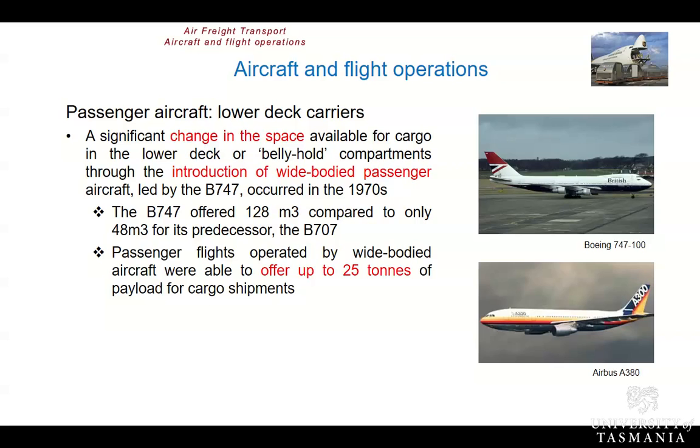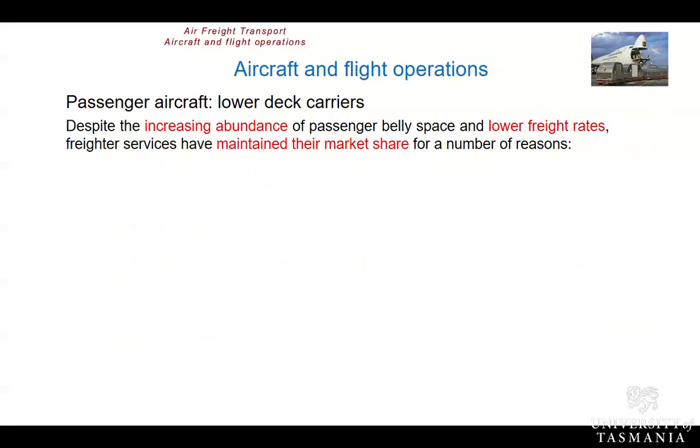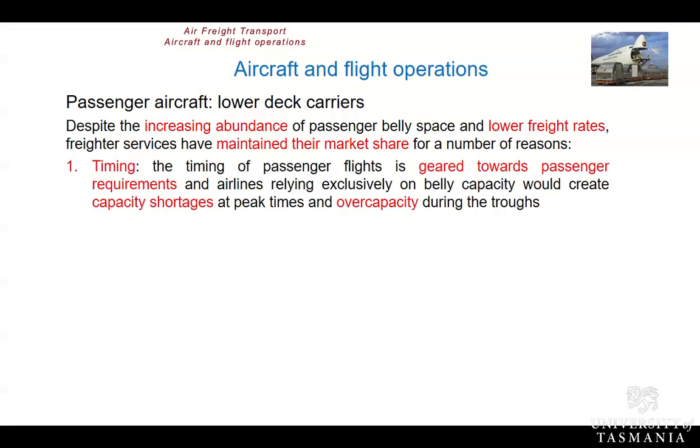And for shippers, this was a major benefit, because now they didn't have to wait in line to get their cargo moved. They had access to a large number of destinations with a large volume of air cargo. Now, despite all the benefits of having significant volumes of air cargo space, the freighter aircraft have still been able to maintain almost a 50-50 mix in terms of market share of moving cargo around the globe. And one of the reasons for that stands out in many ways, and it has to do with timing.